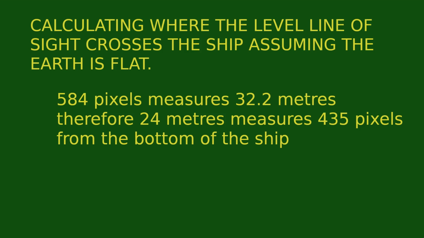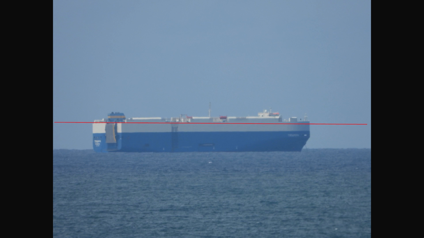So I then can calculate where the level line of sight crosses the ship. Assuming that the Earth is flat, there is some point on the ship that is 24 meters high, which matches the same height as the observer, making that a horizontal line on a flat Earth. Now 584 pixels measures 32.2 meters, therefore 24 meters measures 435 pixels from the bottom of the ship. And I've drawn that line here, which is the horizontal level line assuming flat Earth.